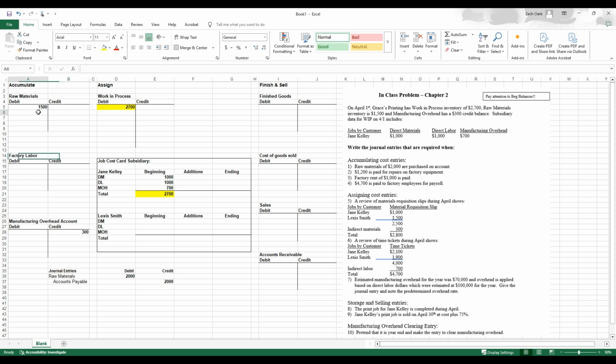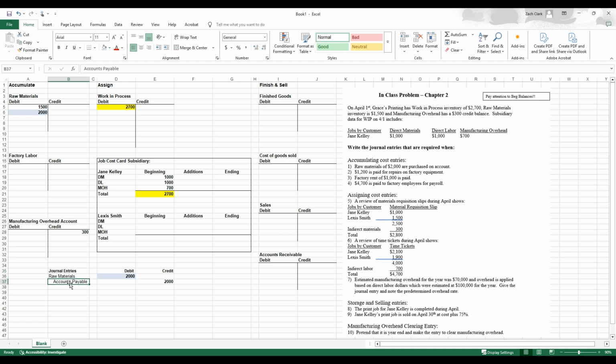And again, that goes into raw materials. So we'll put 2,000 debit, right? The debit here is the debit there to raw materials. And like I mentioned before, this accounts payable is not shown as one of the T accounts. So just keep that in mind. This is just a selection of T accounts. It doesn't have the accounts payable included.